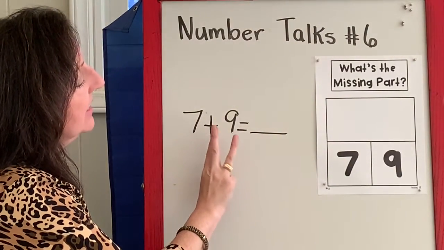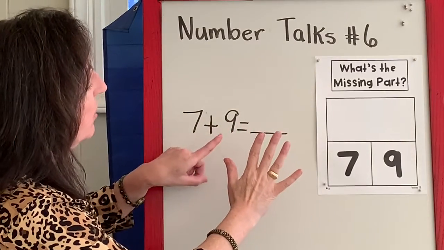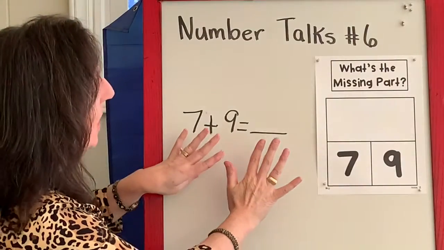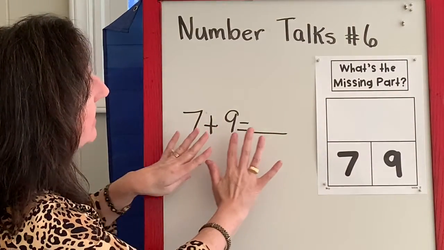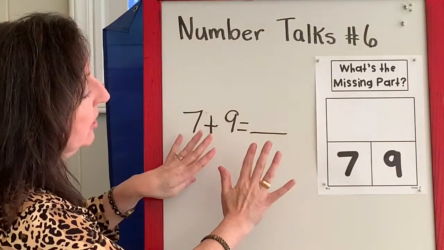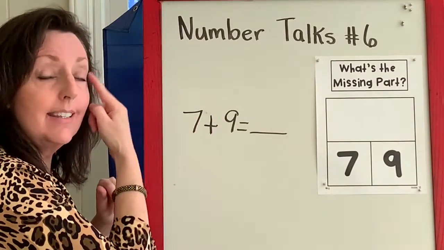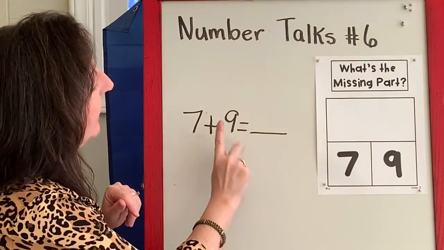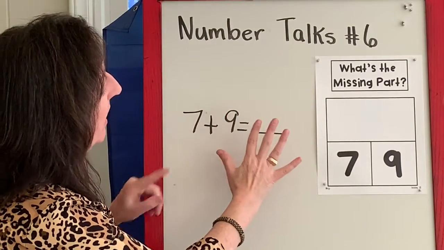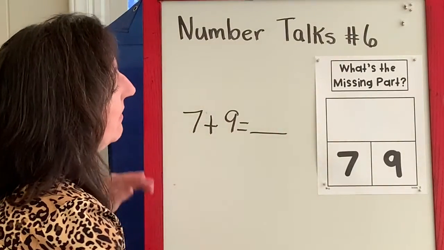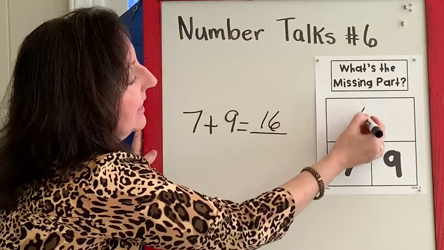8, 9, 10, 11, 12, 13, 14, 15, 16. Now why did I stop at 16? Because I was adding 9 to 7, and that's 9 fingers. What if you've forgotten what the answer is? Hold it in your head again. 7, 7, 7. 8, 9, 10, 11, 12, 13, 14, 15, 16. So 7 plus 9 is 16.